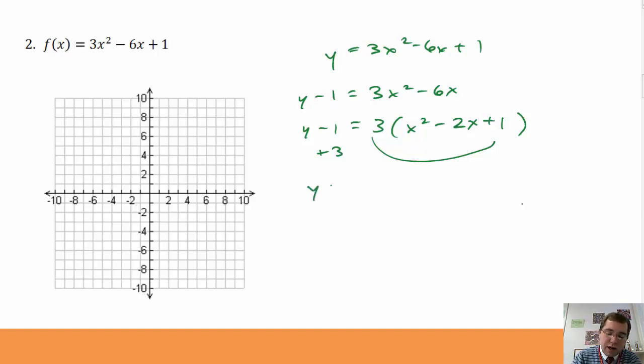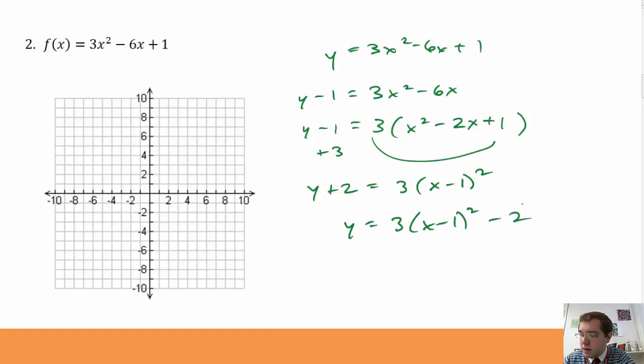So that will give me y plus 2 equals 3 times, and now this factors as x minus 1 quantity squared. Or y equals 3 times x minus 1 quantity squared minus 2. And now I can pick out the vertex. The vertex from here is easy to pick out. It's 1, negative 2. So 1, negative 2.